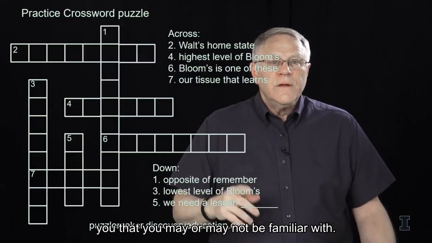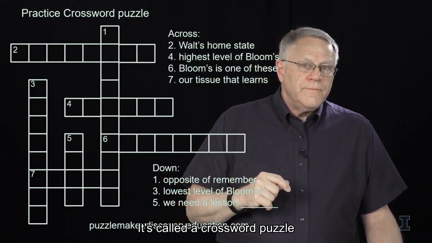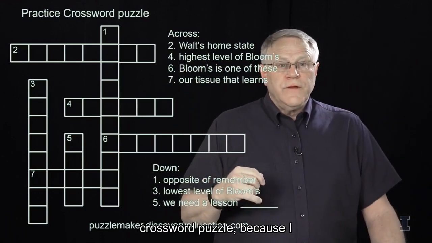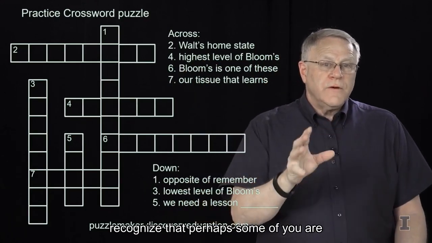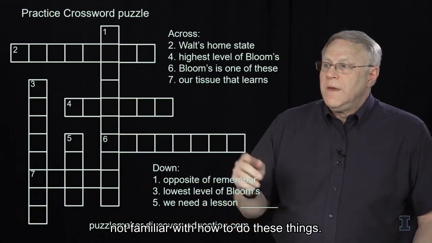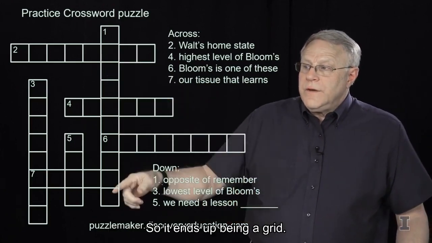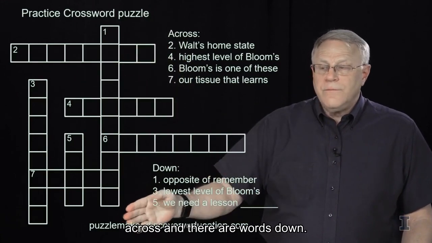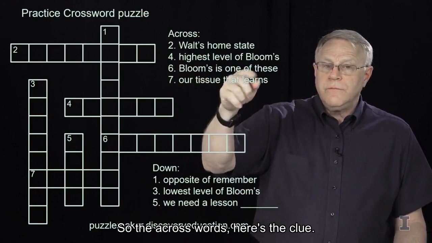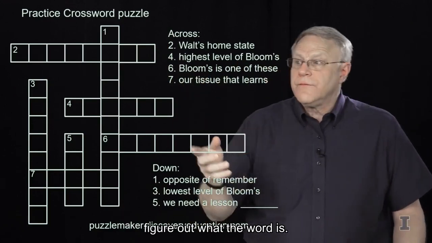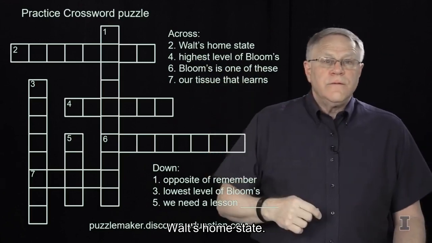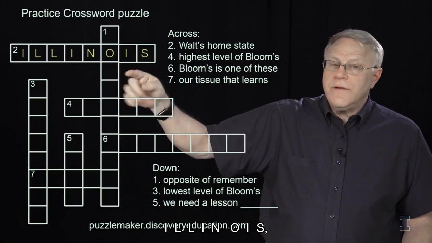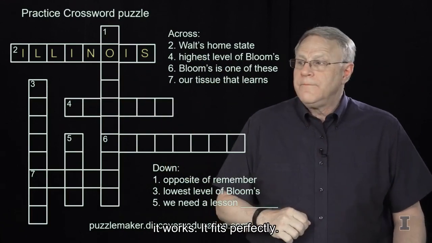familiar with. It's called a crossword puzzle or a crisscross puzzle. So we're going to do a practice crossword puzzle because I recognize that perhaps some of you are not familiar with how to do these things. So it ends up being a grid, and there are words across and there are words down. So the crosswords, here's the clue, and then you have to figure out what the word is. Walt's home state. Well, I'm from Illinois. Illinois. Oh, it works. It fits perfectly.